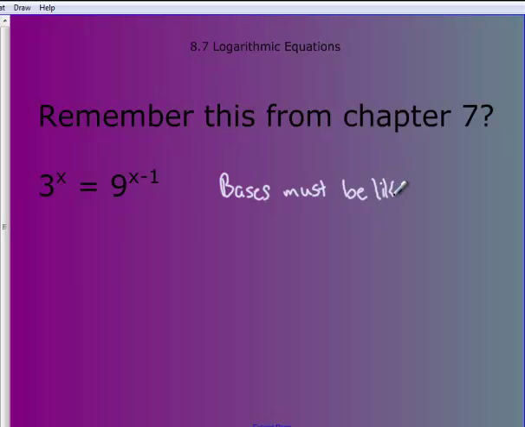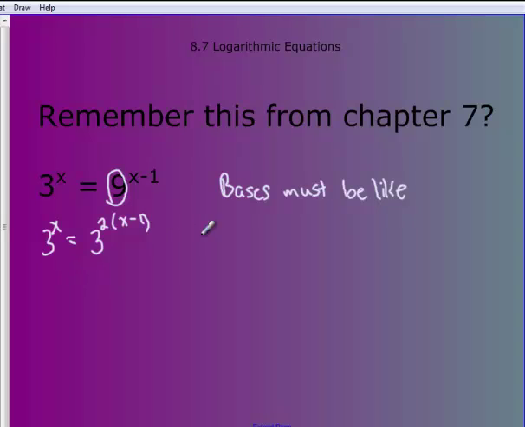So you would look at this problem and say, oh, that's easy enough. I can leave this in base 3, but this 9 has to be rewritten in base 3. So 9 can be rewritten as 3 squared. The exponent x minus 1 is still the same.